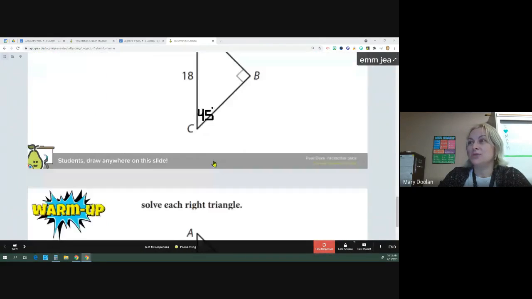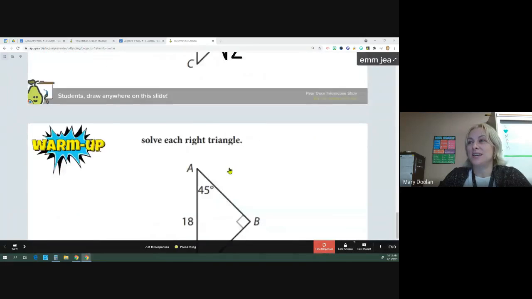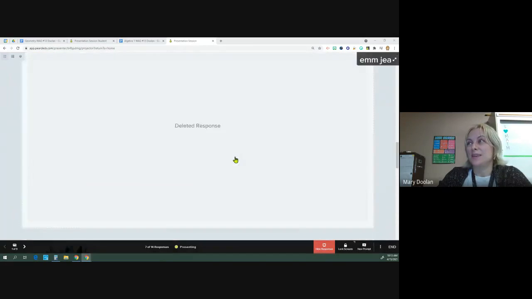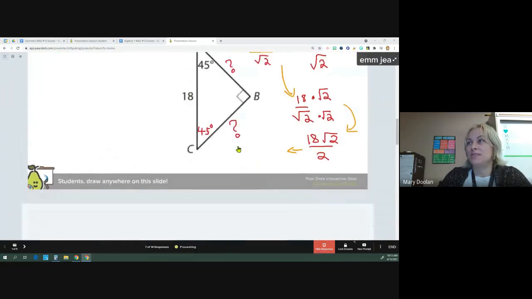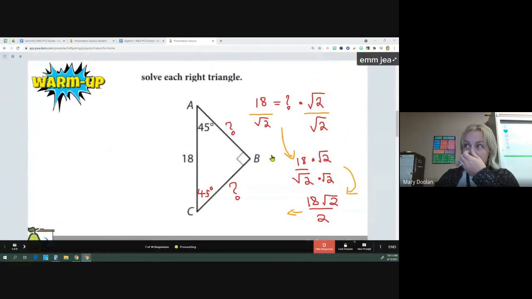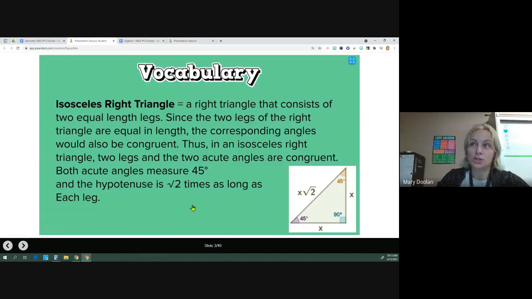45 degrees, 45 degrees. Okay, so now we'll take a look at the work that we came up with here. So someone wrote down that 18 is equal to question mark times the square root of 2. Okay, and question mark is this missing leg length. And we know these two legs are going to be the same length. This is what we learned earlier this week in an isosceles right triangle.